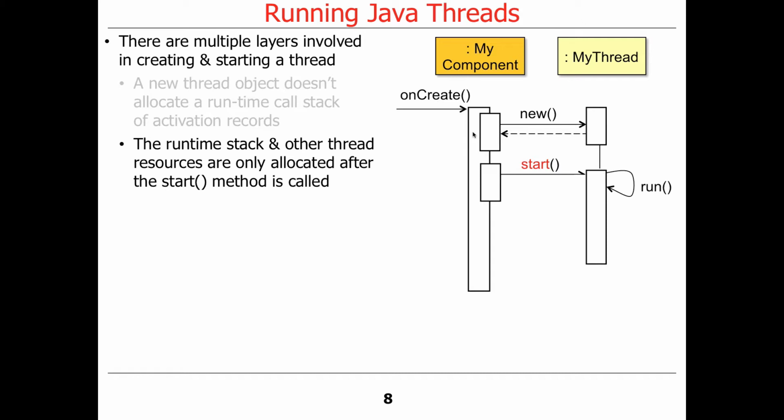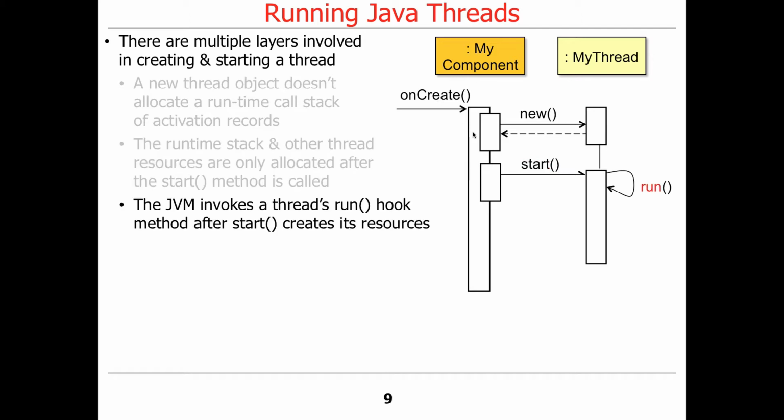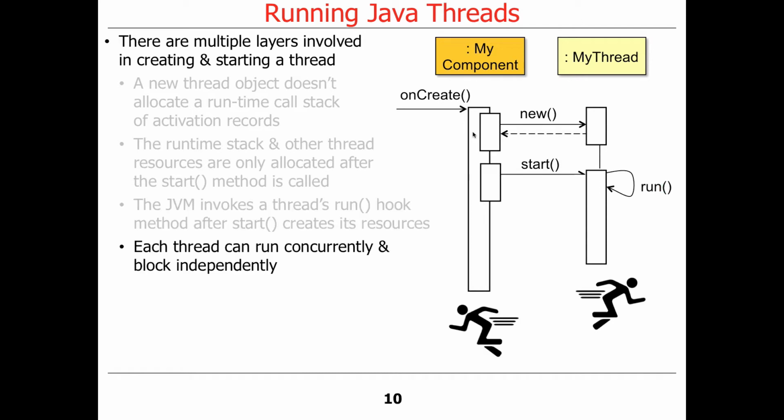So after you create a new thread and you call start, that's where things really start to happen. At that point, a stack will be created, and the Java virtual machine or the execution environment running all this will turn around and invoke the run hook method after start creates the resources needed to execute the thread. Once this happens, the thread that's been started can run concurrently with other threads that might be around, including the thread that started it. So they can both run concurrently, and they can block independently.